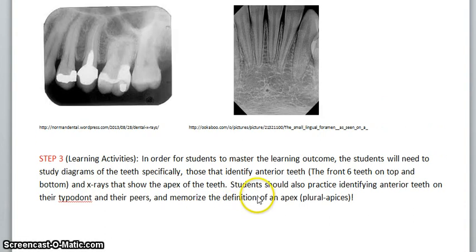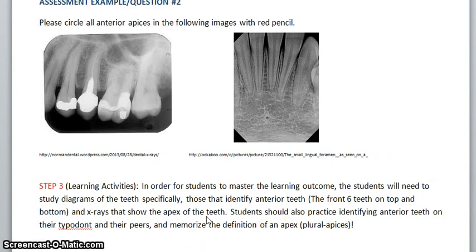They should practice identifying these anterior teeth on typodonts, as well as in clinical practice with their peers. They'll be able to really look at the shapes of the teeth and identify which ones are anterior. And as long as they memorize the definitions of an apex, which is the singular of apices, and of anterior being the front teeth and posterior being the back teeth, they should be able to master this learning outcome in no time.